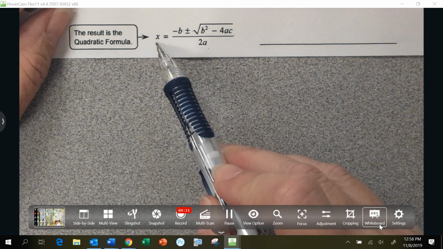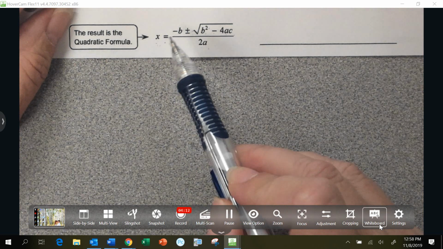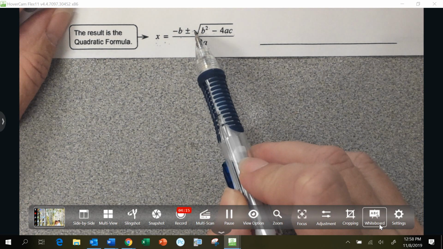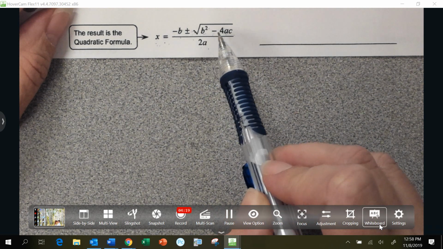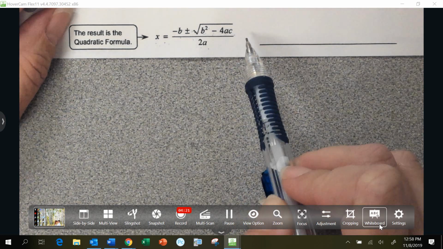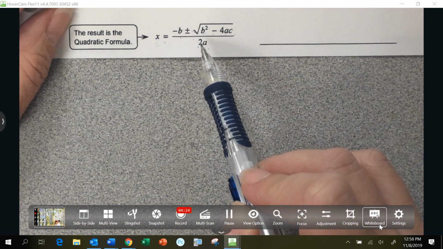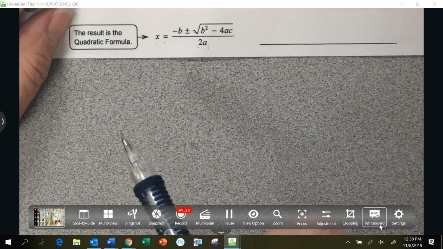Ready? X equals opposite b plus or minus square root b squared minus 4ac all over 2a.